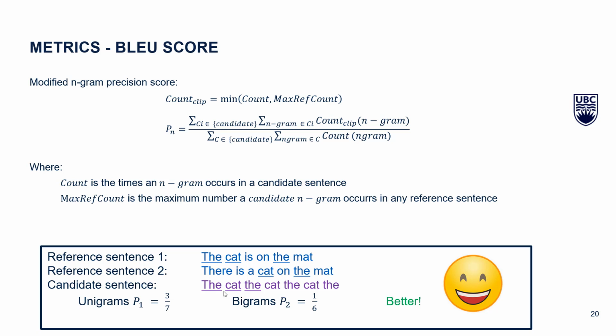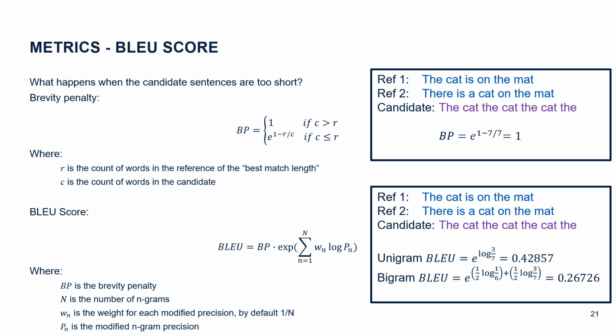So we can only have 1, the cat. And then we don't have any other n-grams appearing anywhere else in these reference sentences. So now that means we have a total of 1 out of 6 bigrams. So that is a much more accurate score for this terrible, terrible candidate sentence. So now that we have our modified n-gram precision, let's look at calculating the rest.